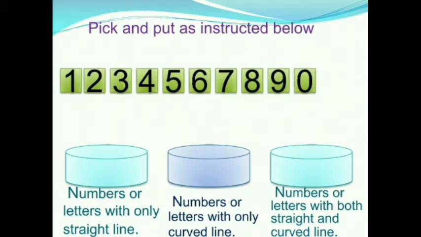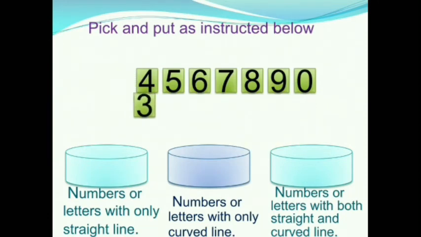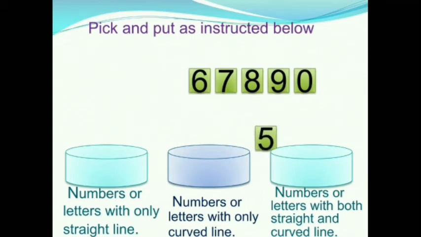Number 1 has only straight lines. So we will keep it in the first box. 2 has both straight and curved lines. So we will keep it in the third box. 3 has only curved lines. So we will keep it in the second box. 4 has only straight lines. So we will keep it in the first box. 5 has straight line and curved lines. So we will keep it in the third box.